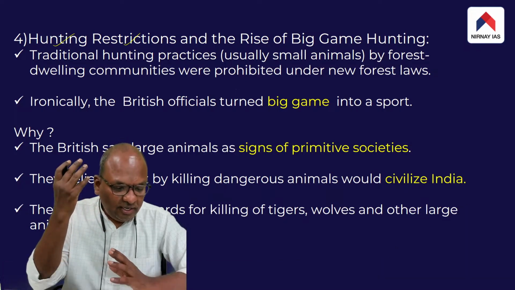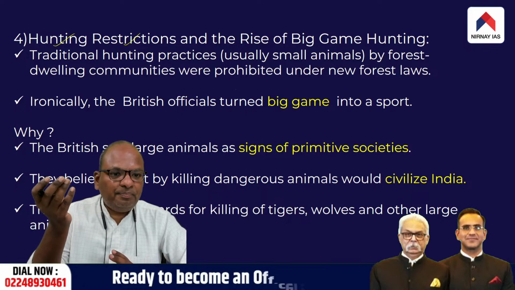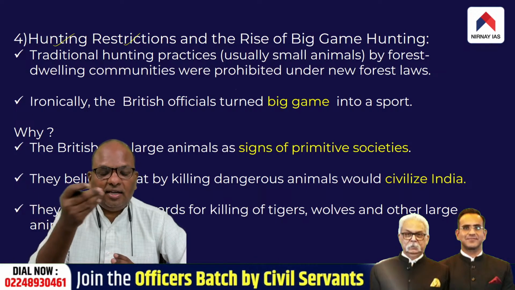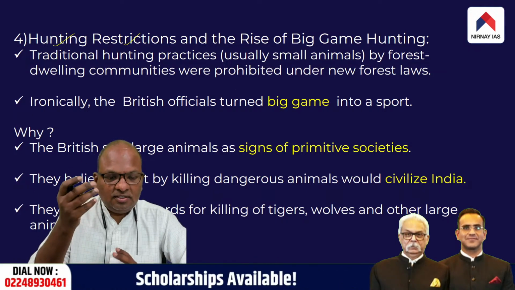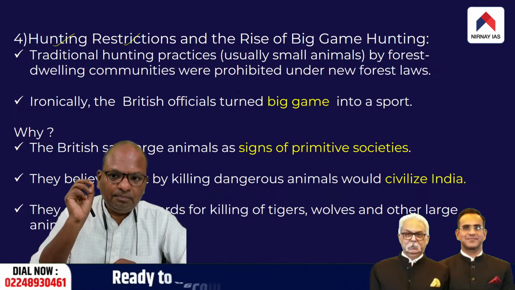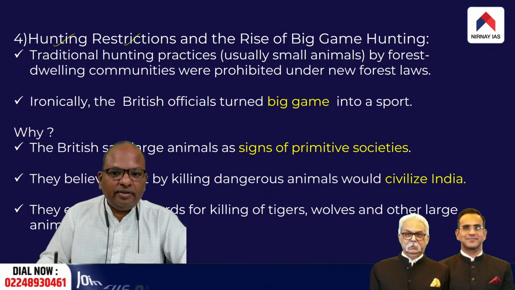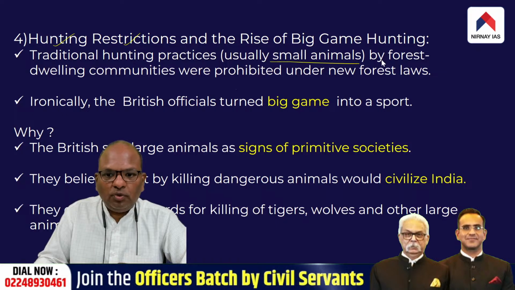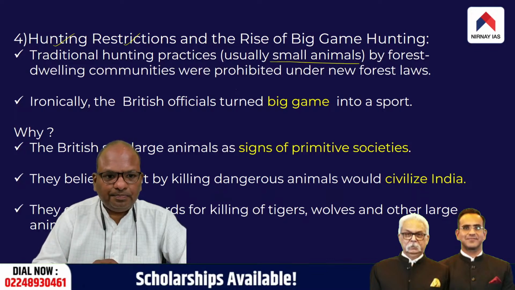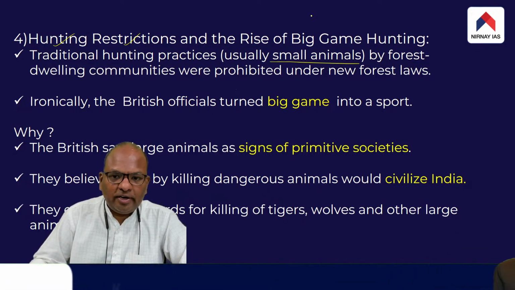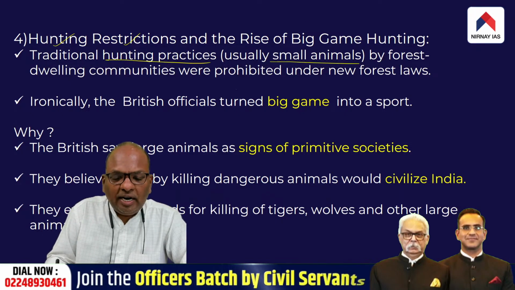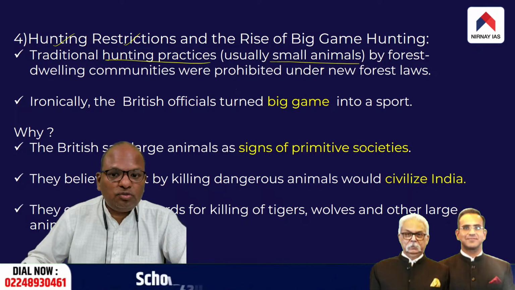What happened is the forested people depended on hunting. Some tribes depended on hunting for their survival, but the tribes usually hunted small animals like deer and other small animals available in the forest. So, under the same forest laws, the British banned hunting. But hunting of what? They banned hunting of small animals.